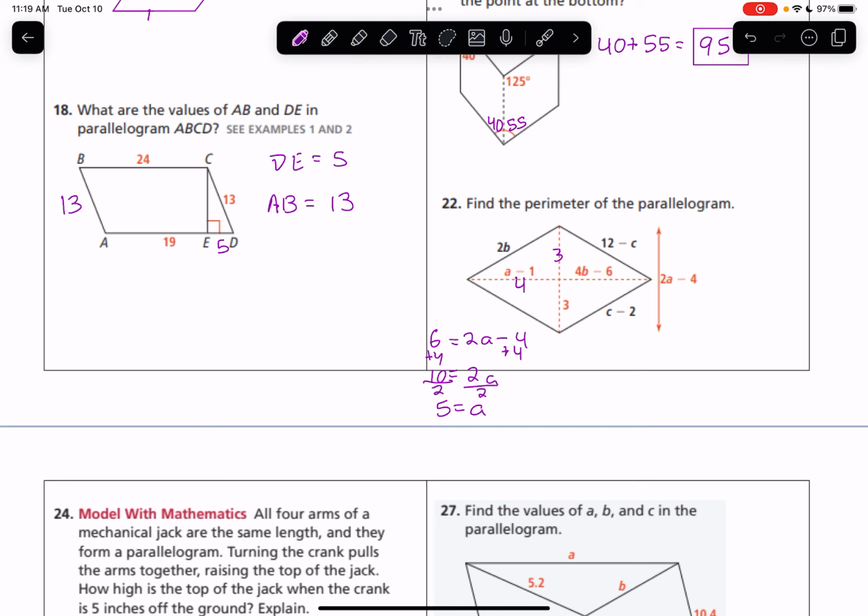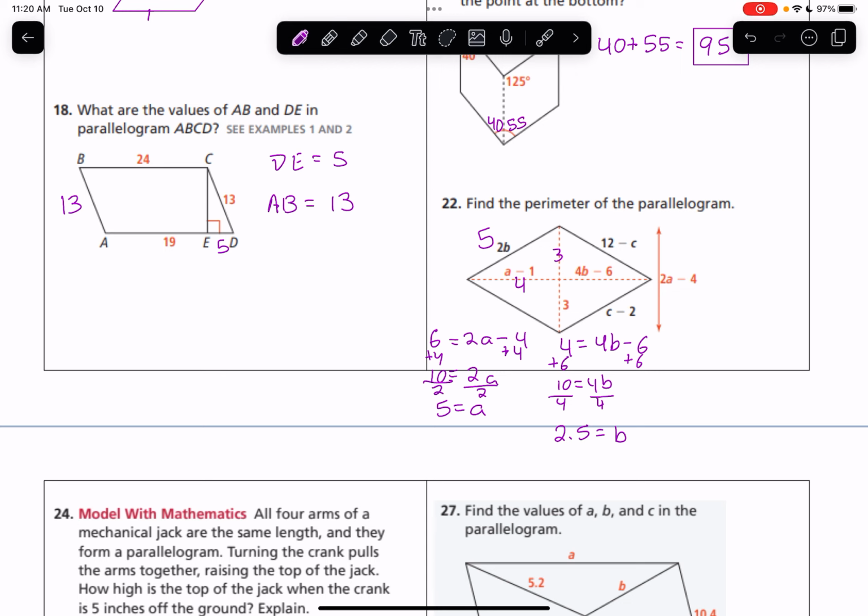So I also know that the diagonals get bisected. So I know that 4 is equal to 4b minus 6. Then I'm solving for b. So add 6. 10 equals 4b, divide by 4. 2.5 equals b. So anywhere I see a b, that could be a 2.5. For example, in this spot, which is 2b, that is going to be 2 times 2.5, or 5 units.